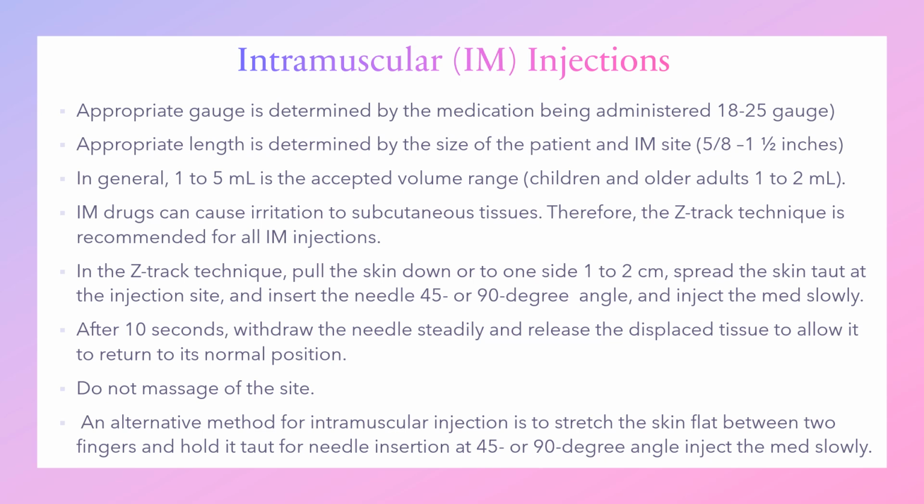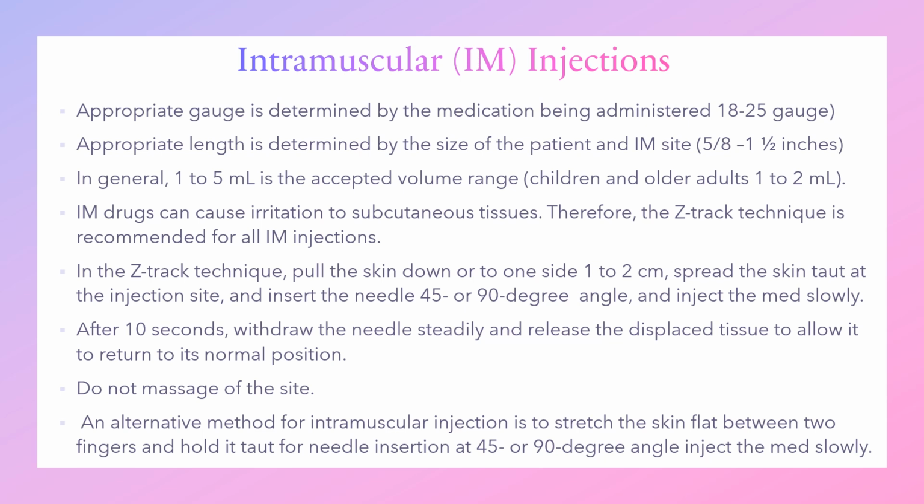So depending upon the size of your patient for IM injection, you may use a smaller needle if they don't have a lot of muscle mass. In general, 1 to 5 mLs is the acceptable range for an adult. Okay, and I mentioned this already, 1 to 2 for children or older adults.